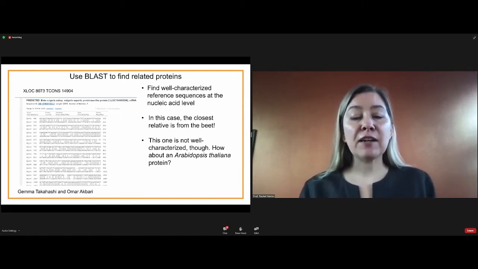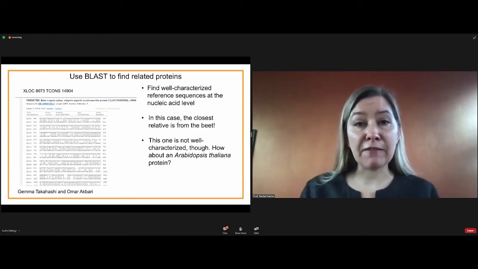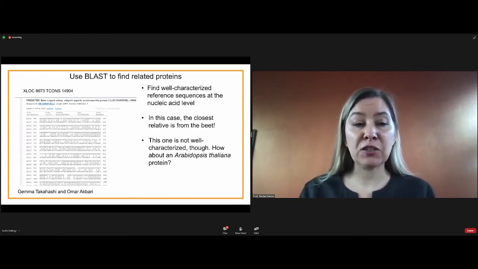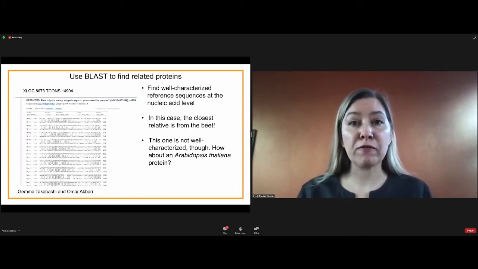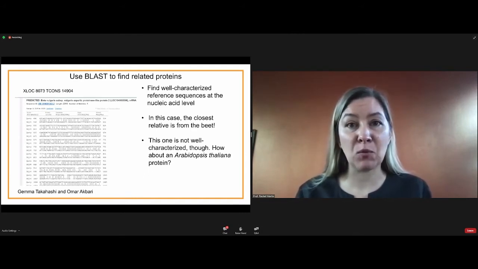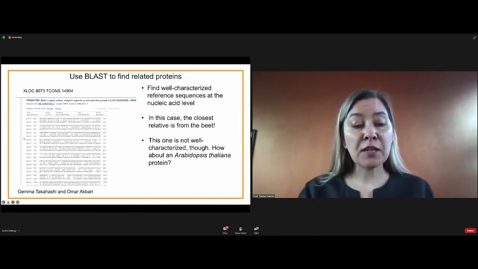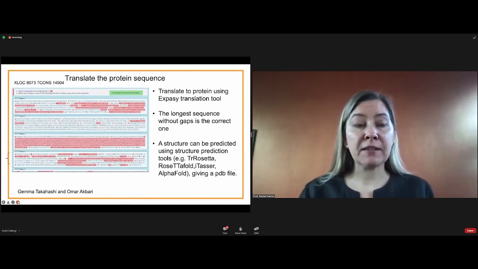However, that aspartic protease from the beet is not very well characterized itself. And so we needed to look for something that had more information about it. How about one from Arabidopsis thaliana? That's kind of the Drosophila of the plant world. A lot is known about it. There are very high quality genome assemblies and lots of experimental data. So then we looked for an Arabidopsis aspartic protease.